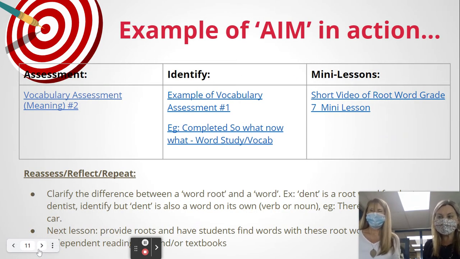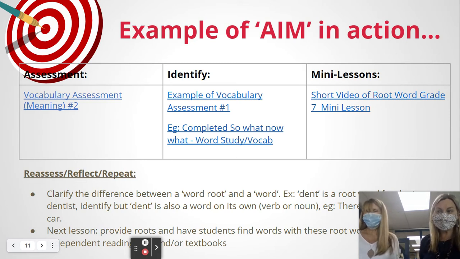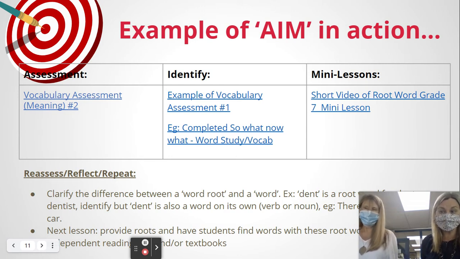So this slide shows how AIM comes together. Once you do an assessment, and in this case on this slide it's a vocabulary assessment, the needs of the class are identified from that assessment. And then finally, you have the mini lessons that you're going to use to address the needs of your class.